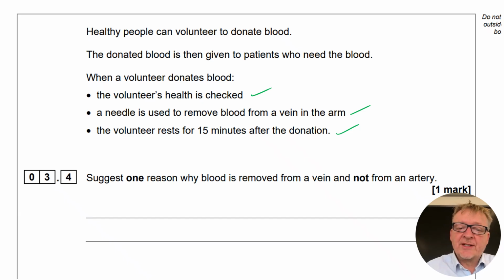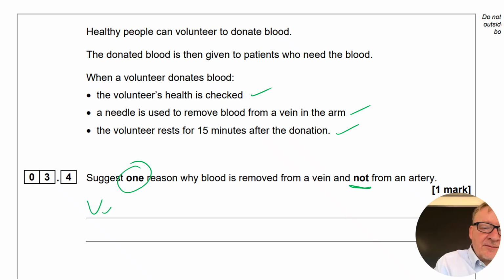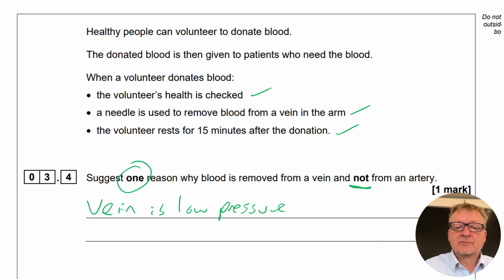Suggest one reason, one is in bold, why blood is removed from a vein and not an artery. Okay, so a vein is low pressure, because if you put a needle in an artery and it's under high pressure, then you might have a bit of an issue. Veins are also easier to puncture.